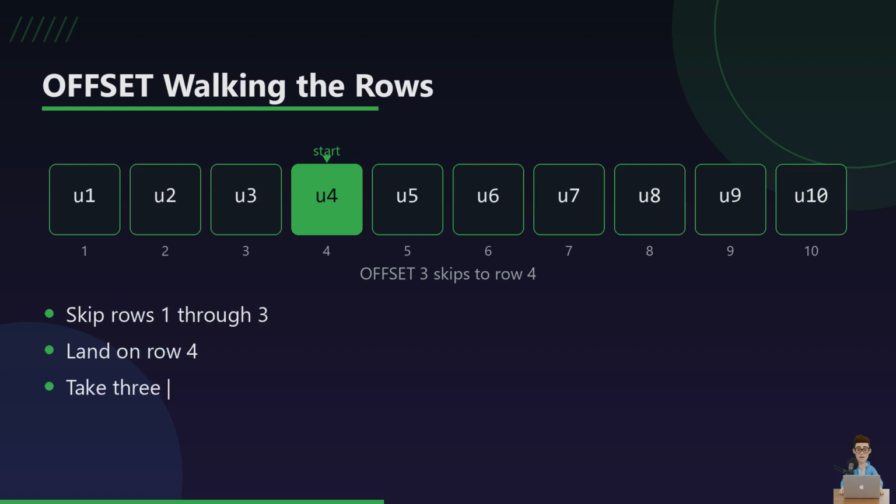Watch the arrow move. It steps over the first 3 rows because we offset by 3. Then it lands on the 4th and collects 3 rows from there. This skip then take combo is the heart of pagination.